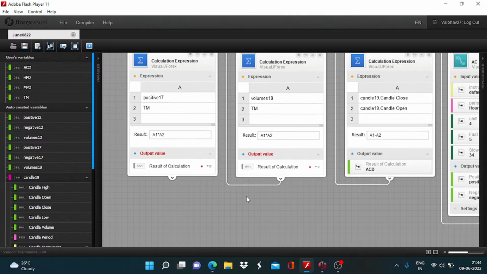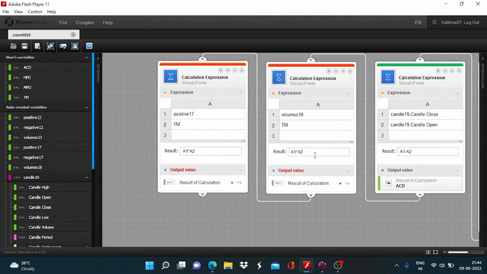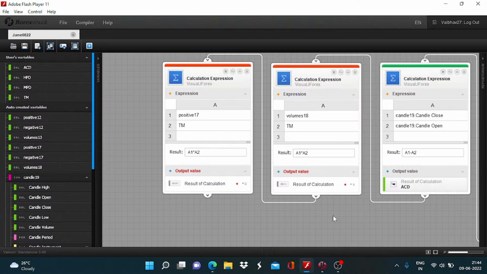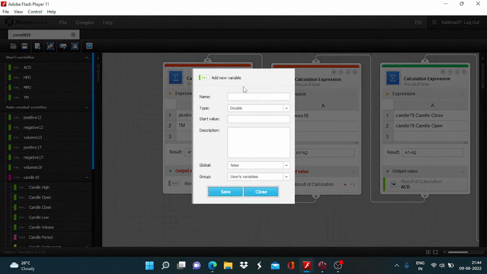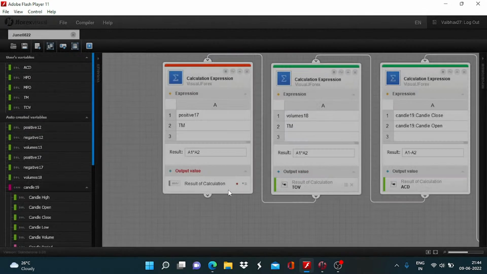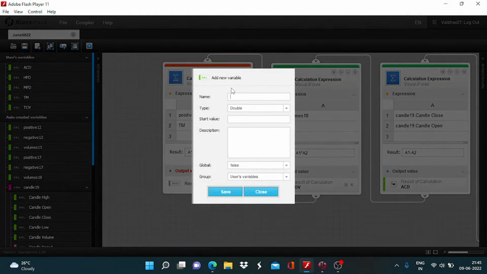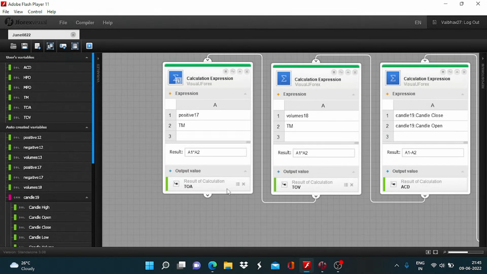and this calculation output values now need to be defined. Twice of volume, so I will name it TOV, and twice of AC, so I will name it TOA. Okay, quite easy to understand.